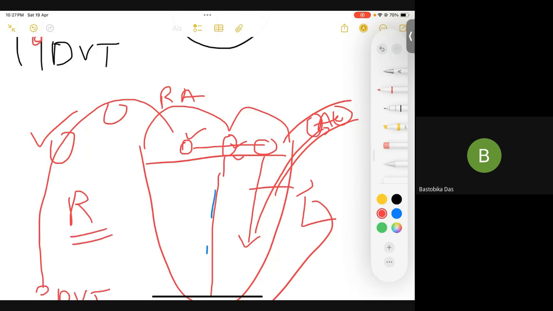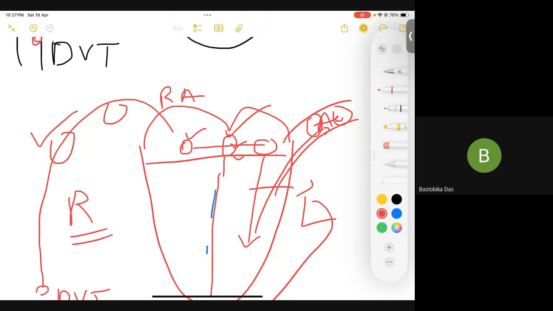Whenever the embolus enters from the right-sided circulation to the left-sided circulation, and that's only possible if we have patent foramen ovale, this type of embolus is known as paradoxical emboli. Just keep that in mind. What's it called? Paradoxical emboli.